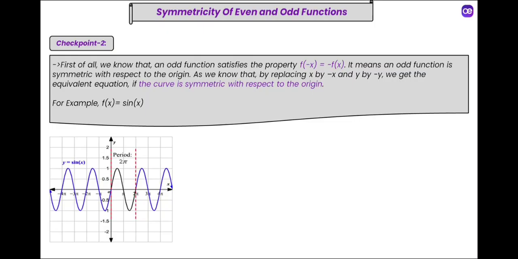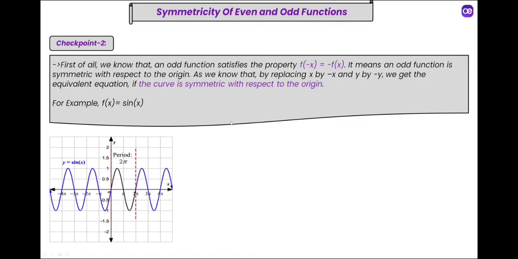As previous. So look at this example, f of x is equal to sine x. This is an odd function. Why? If we replace x by minus x, then we will get sine of minus x is equal to minus sine x, which satisfies this property. And we know that if an odd function satisfies this property, then it also satisfies the symmetricity test with respect to the origin.